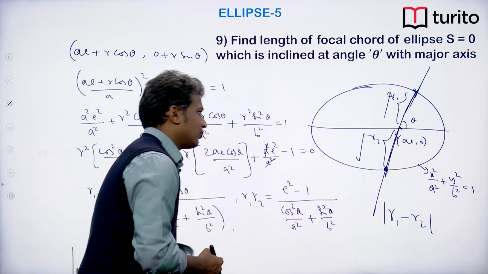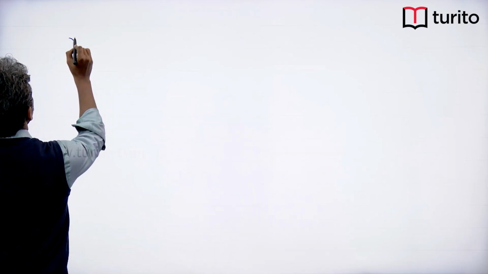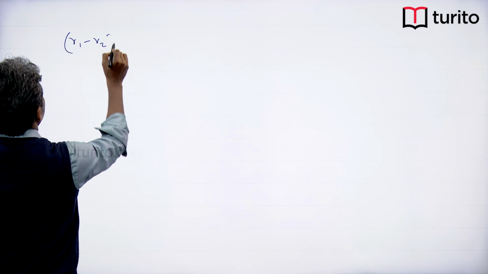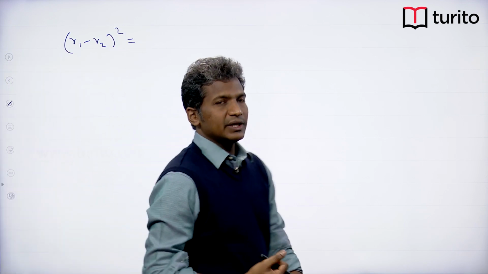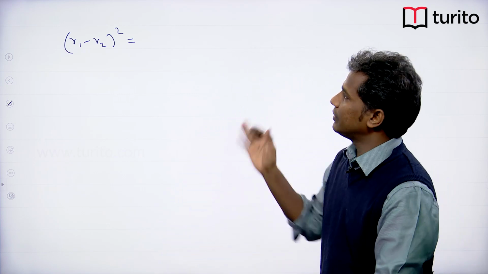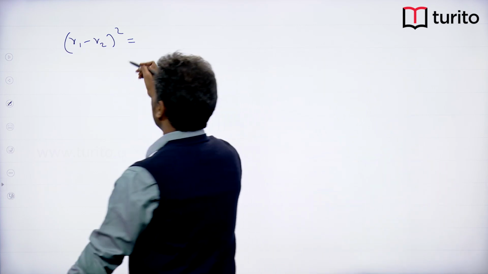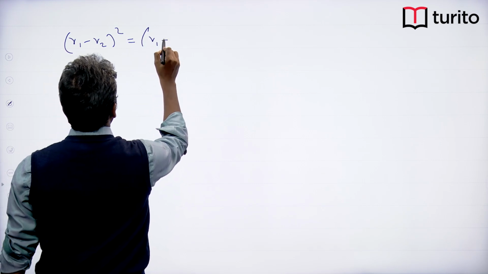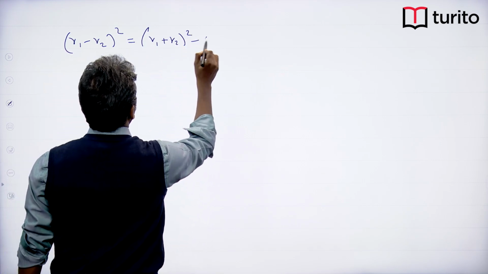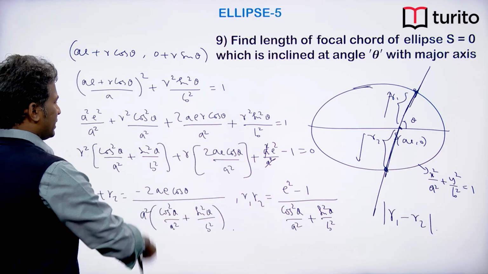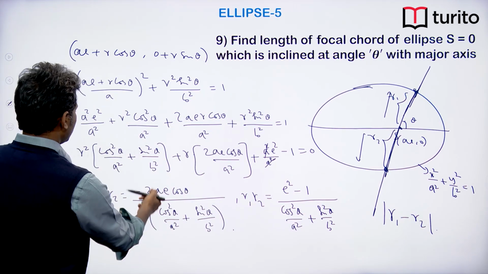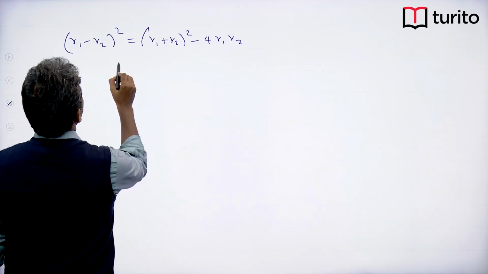So, for that we need to identify and calculate R1 minus R2 whole square. Now, what to identify here? We need to identify a formula which will fit best into this. So, R1 minus R2 whole square can be written as R1 plus R2 whole square minus 4 R1 R2. Okay. So, let us simplify it here. What do we get? We have to square this term.